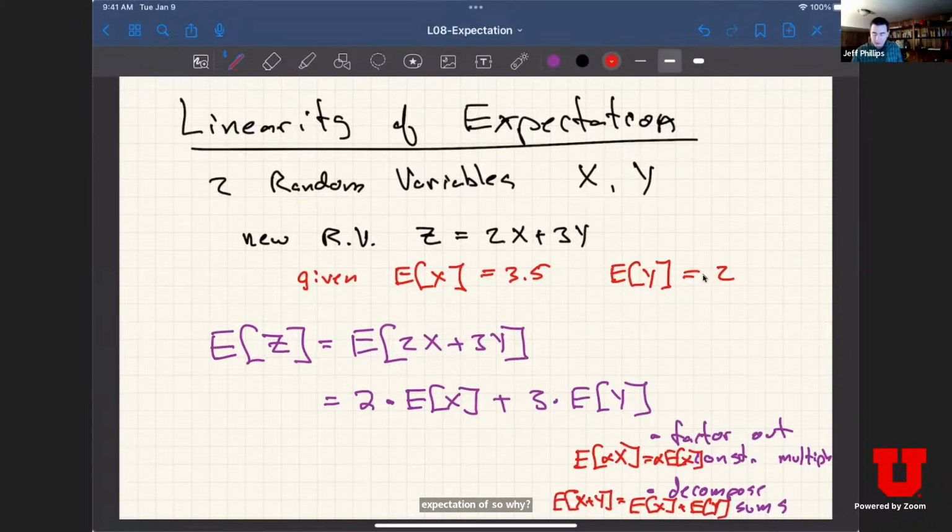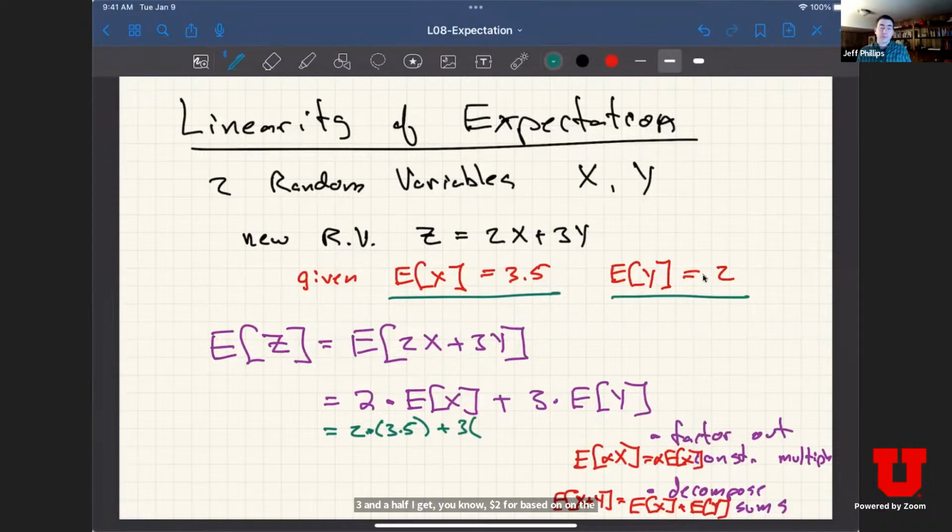Okay? So in this example, if I know this information, expected value of x is 3.5 and expected value of y is 2, now I can solve this question. 2 times 3.5, I get $2 based on the roll of the die, plus I get $3 based on the number of flips before I get heads, right? And so I can put these together as 7 plus 6 equals 13 as the expected amount of money I would get in this game I made up.